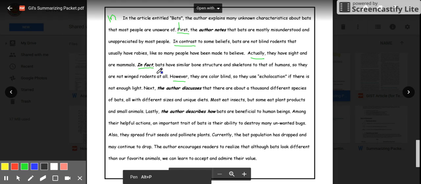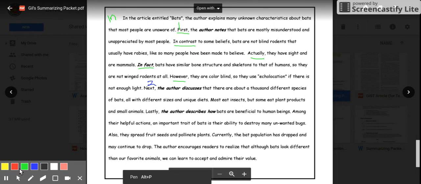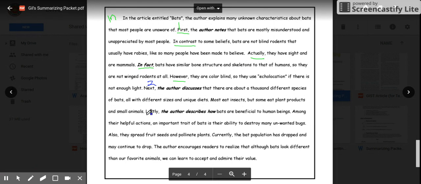Now we go into number 2. We see the word next. That's our signal that we have the next main idea coming. Next, the author discusses that there are about 1,000 different species of bats, all with different sizes and unique diets. Most eat insects, but some eat plant products and small animals. This one's smaller and a little easier to dissect, but it has its main idea here about different species, and then it gives some facts about the kind of food that these different species and types of bats eat. And then we see the little indicator right here, this transition word, that we're on our third and last main idea.